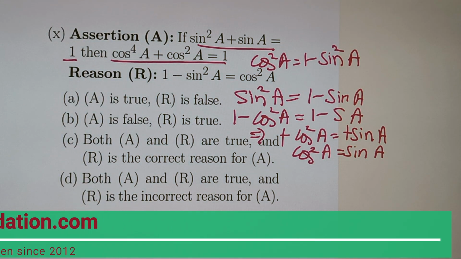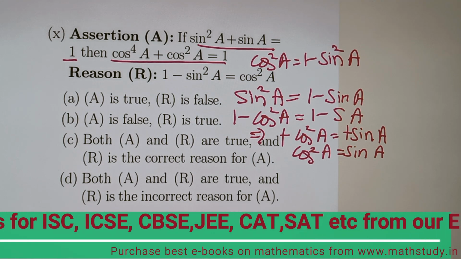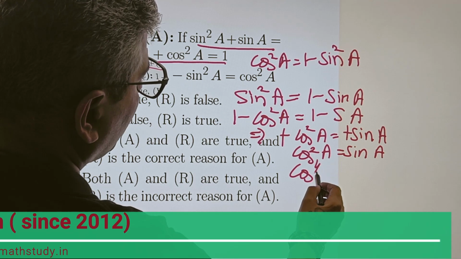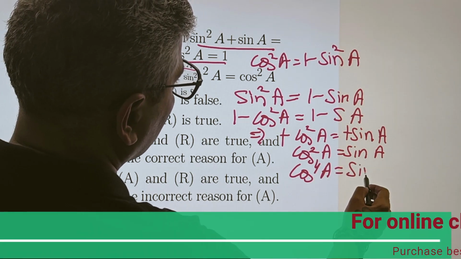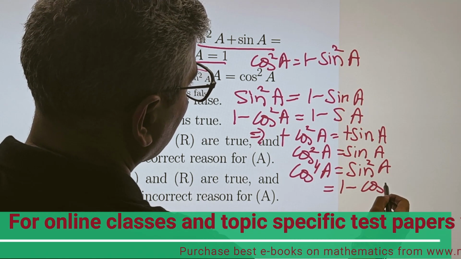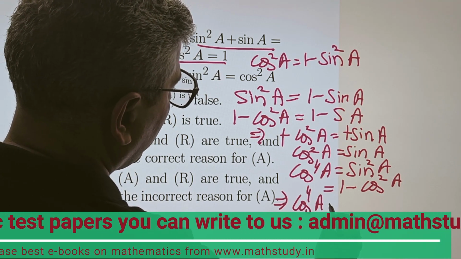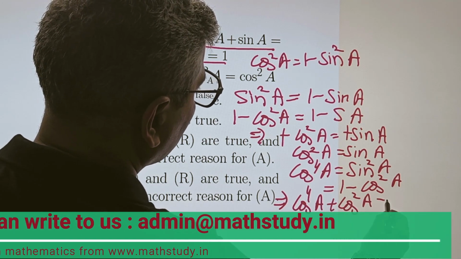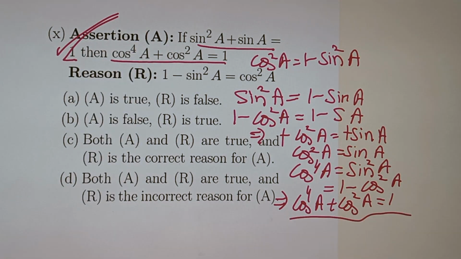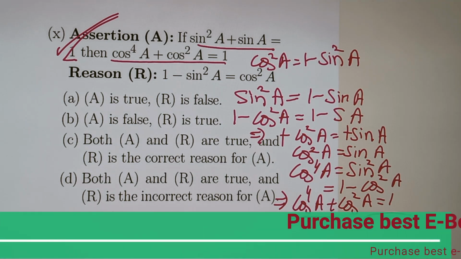Now again, we can square both sides, because we require our assertion in cos raised to the power 4. So if we square, we will get cos raised to the power 4 A is equal to sine square A. Now again, sine square A is nothing but 1 minus cos square A. So this implies cos raised to the power 4 A plus cos square A equals 1, and hence we can say that our assertion is correct here. Okay students, so we got our assertion correct here.